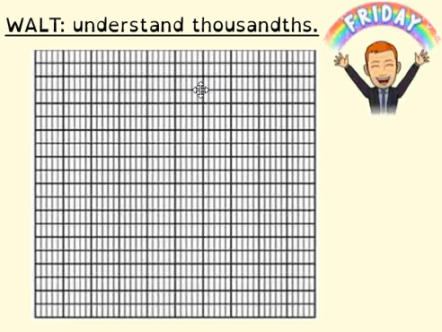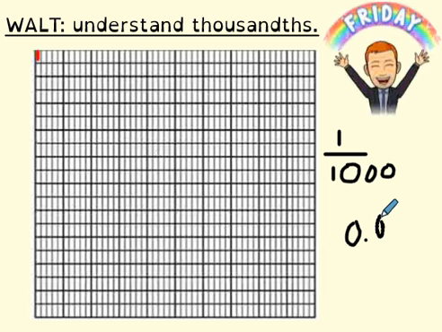Therefore, each individual tiny thousandth, if I shade one in red here just to illustrate my point, I am representing exactly that, 1 over 1,000. I'm representing one thousandth. I would need to shade in 999 more for me to shade in the whole thing. One thousandth is the same as 0.001.